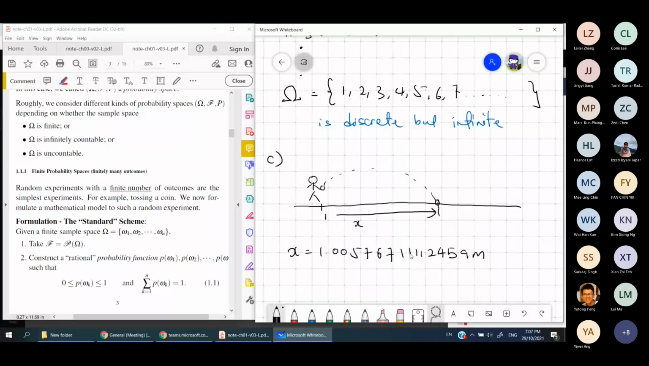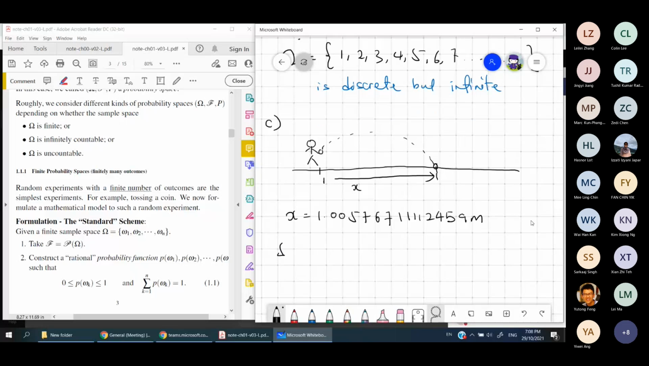So in this case, if we throw a ball from here, we are interested in the distance that we measure, our position and where the ball fell down here. Then our omega could be any numbers, so x greater than or equal to 0. Greater than or equal could be like that, right?